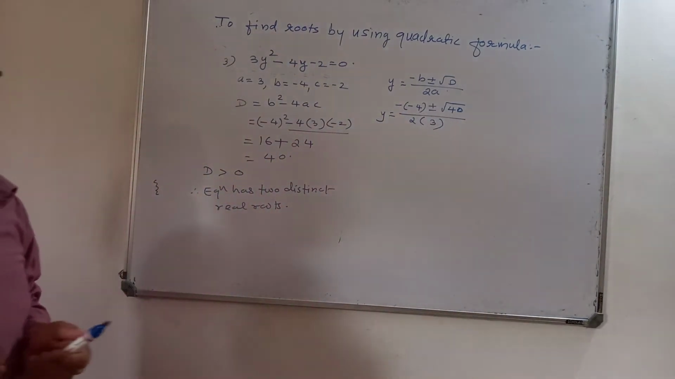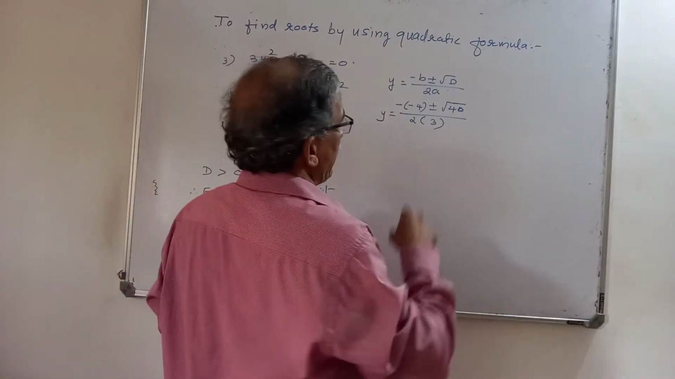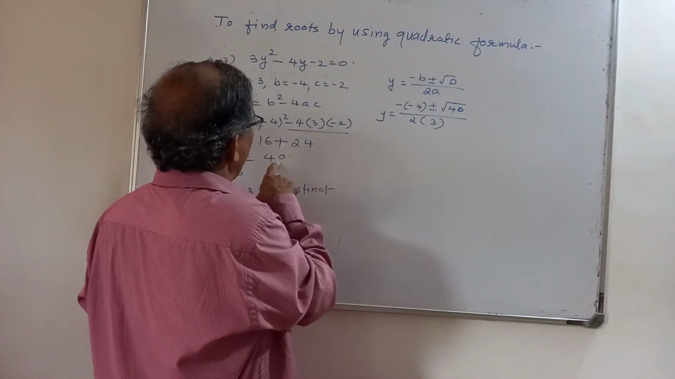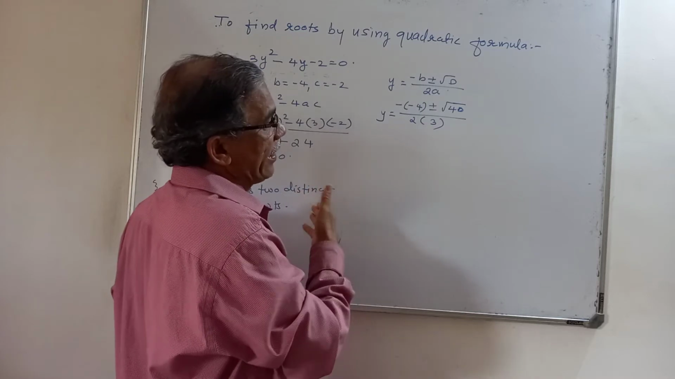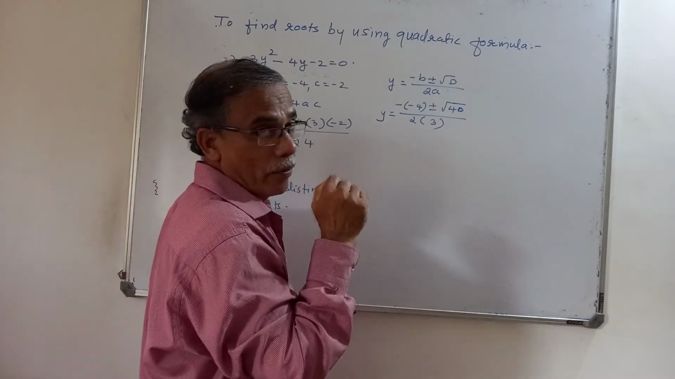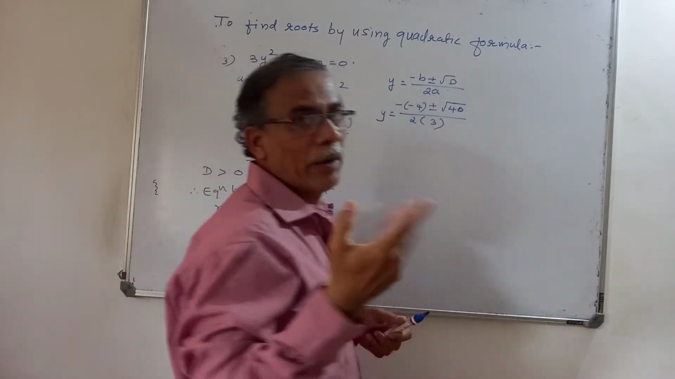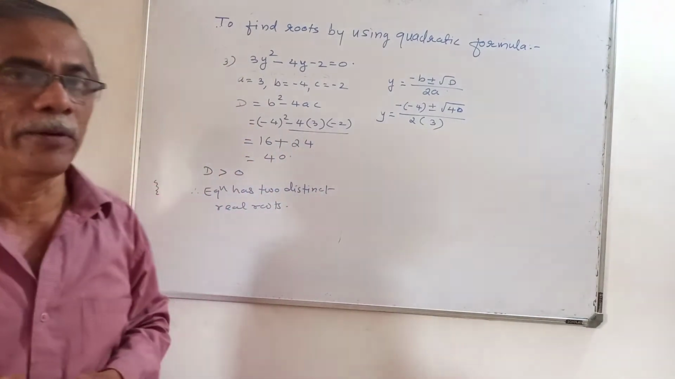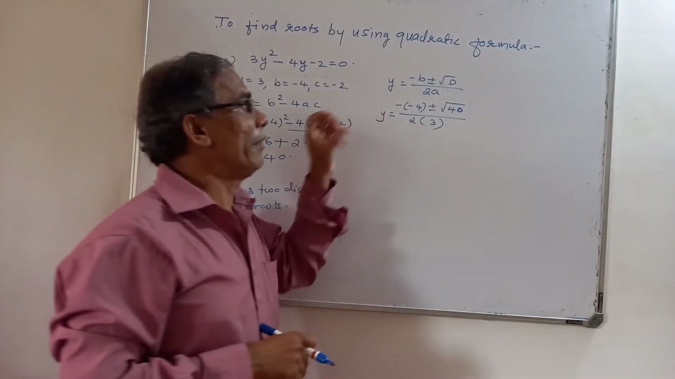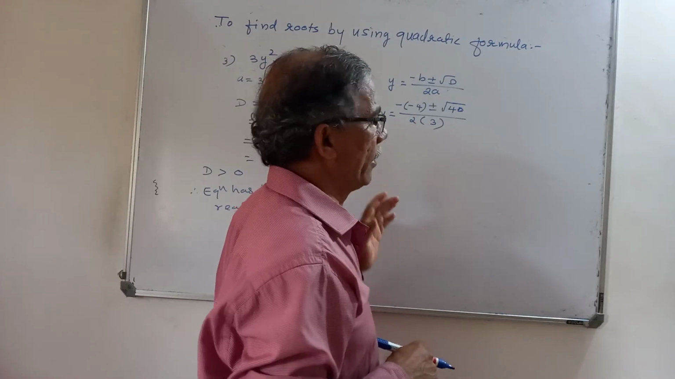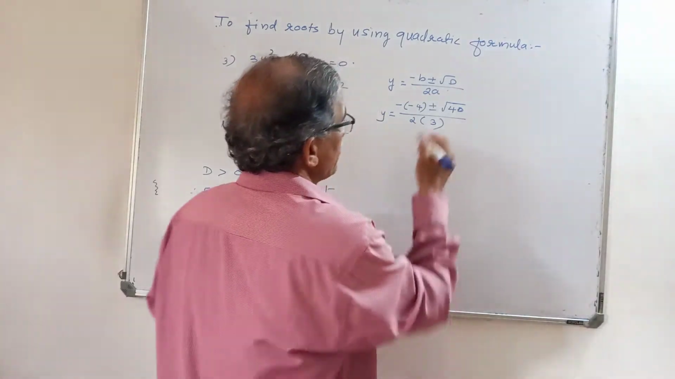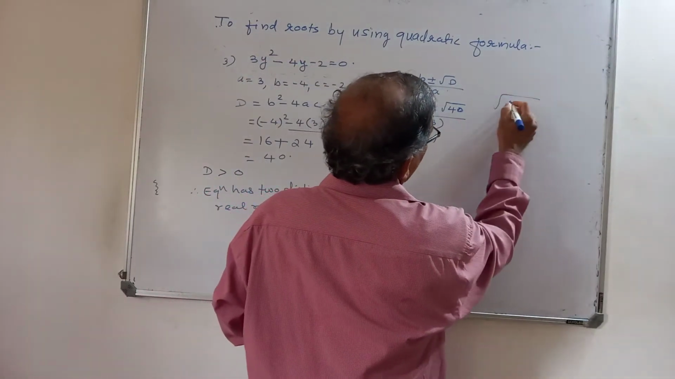Now in both earlier examples, one time we got D as 25 which was a perfect square, second time D was 1, which was a perfect square, square of 1. But 40, it is not a perfect square. You cannot write the square root of 40. But we can simplify root 40. Last year you studied that. Now see root 40. What you have to do?